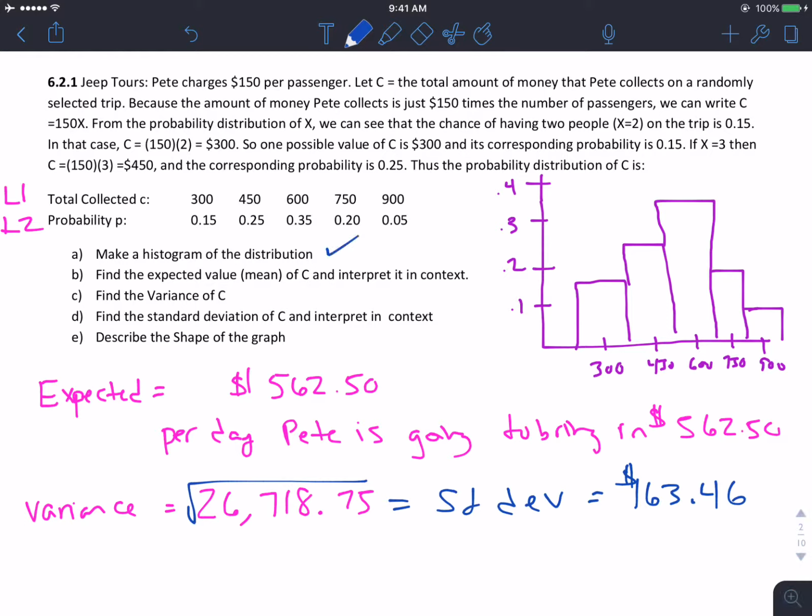The last part of this talks about describing the shape of the graph. The shape of the graph, it's one peak, or I guess you could call it unimodal. It looks approximately normal. Yeah, I wouldn't say it's really skewed any way dramatically.